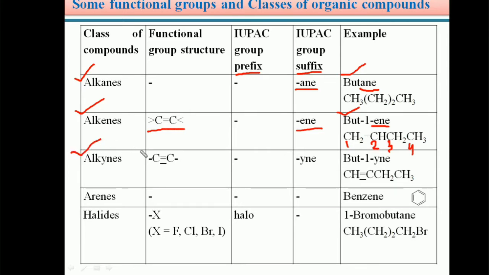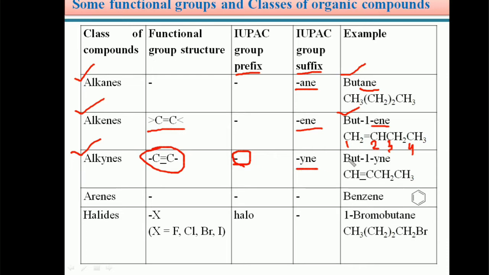Next, alkynes. The functional group is C triple bond C. There is no prefix for alkynes, but it has a suffix, that is yne. Different types of examples of alkynes were already discussed in our earlier video module.